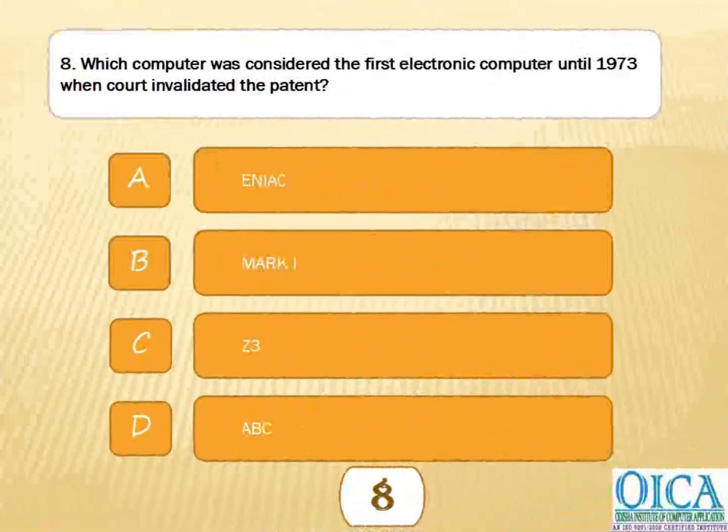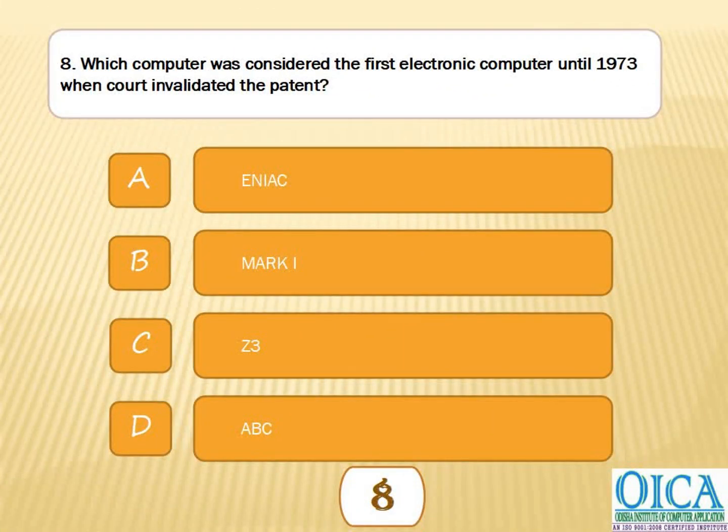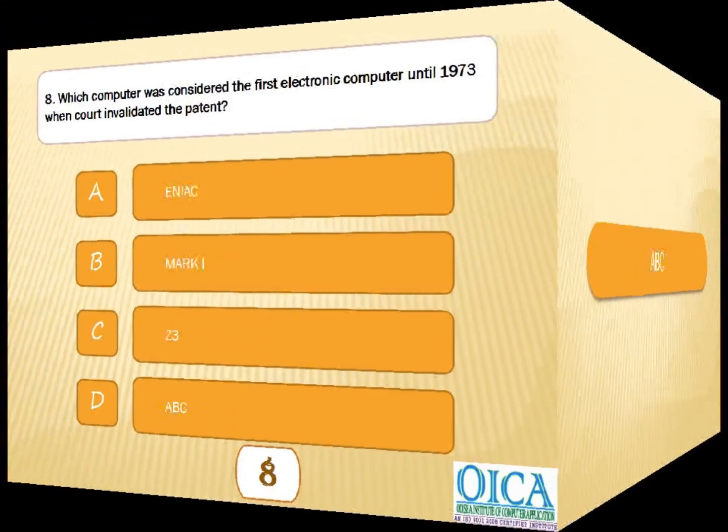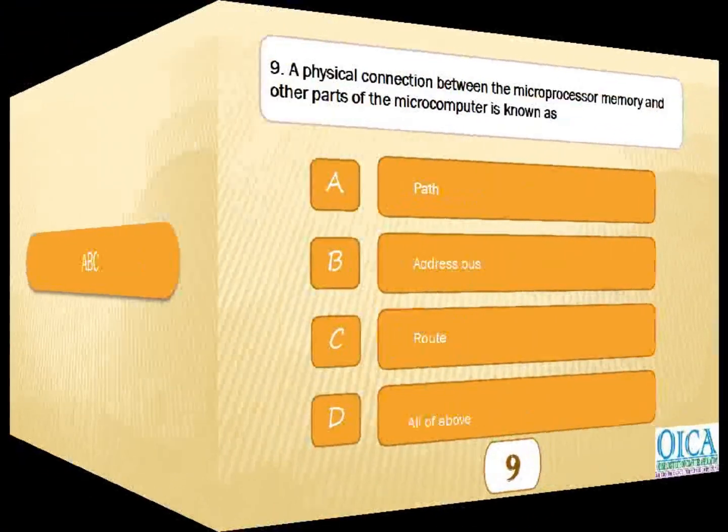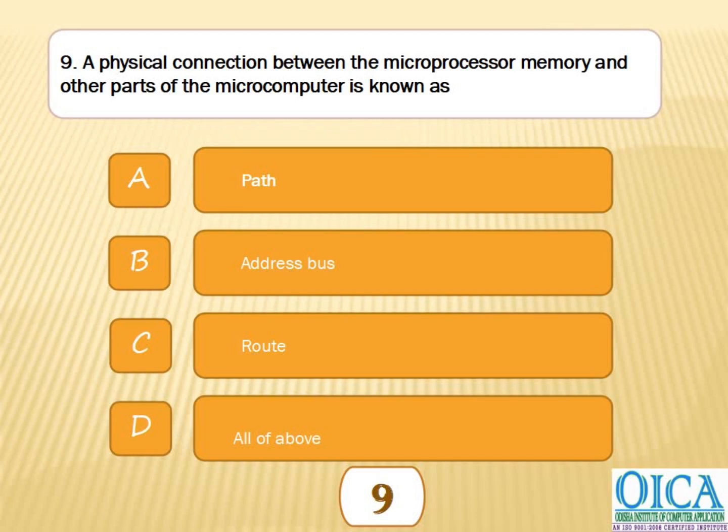Next, which computer was considered the first electronic computer until 1973 when a court invalidated a patent? A. ENIAC, B. Mark I, C. Z3, D. ABC. The answer is D. ABC.